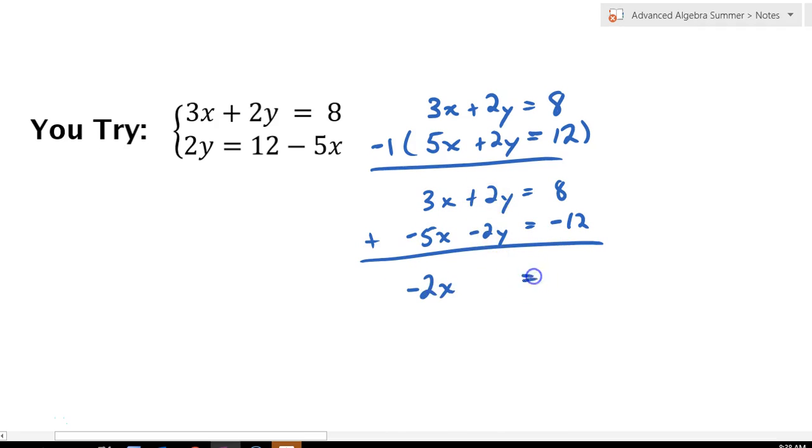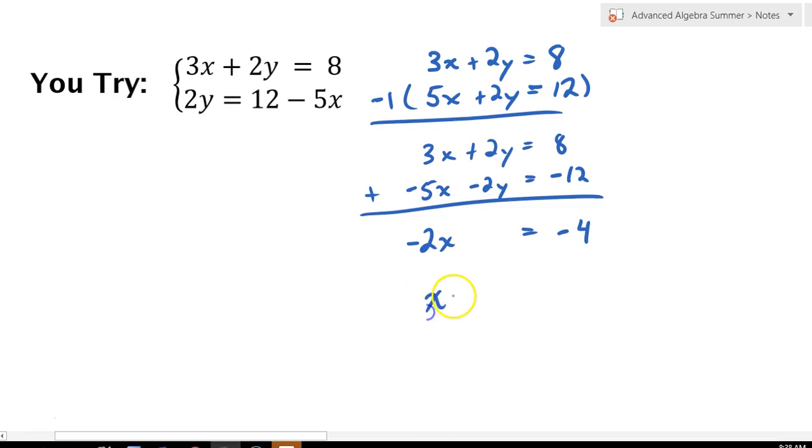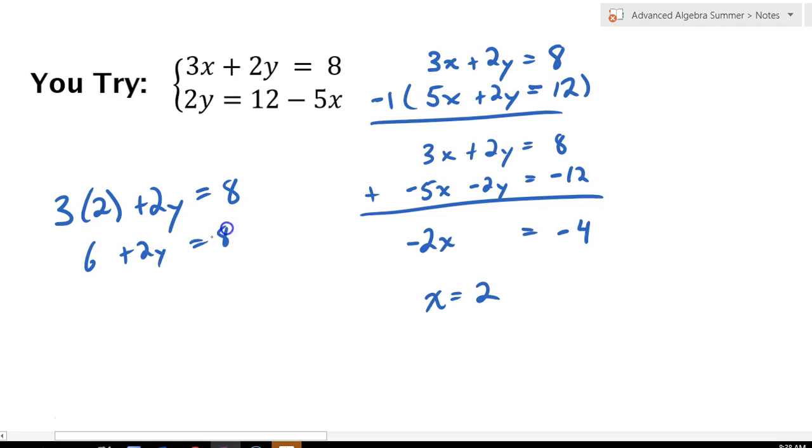My y's cancel out, and it's equal to negative 4. Dividing by negative 2 will give me x is equal to positive 2. And let's go ahead and plug in here and use the first one again. So 3 times my x, which is 2, plus 2y equals 8. So that's 6 plus 2y is equal to 8. I subtract 6 from both sides and get 2y is equal to 2. Divide by 2 and get y equals 1. So my answer, x comma y.